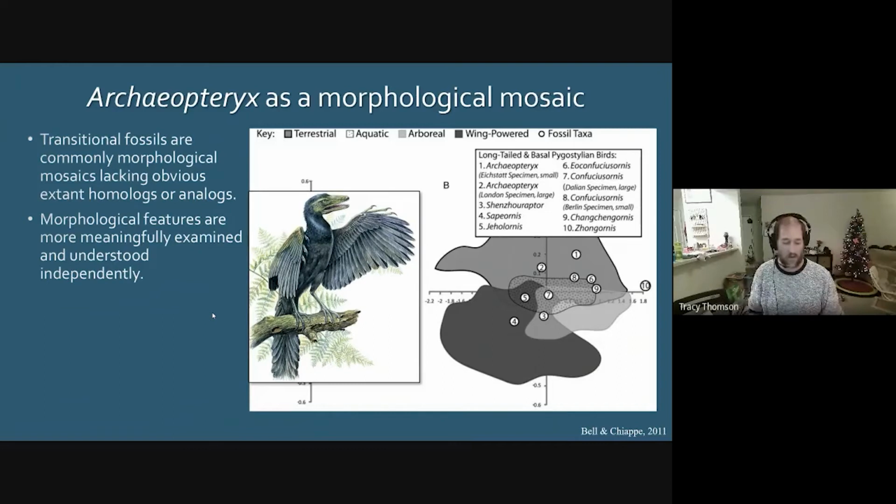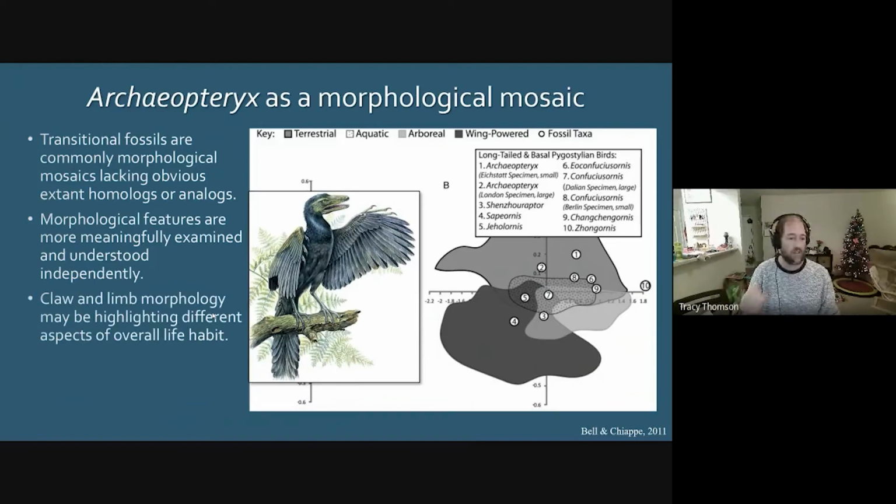There are some studies that have looked at the hind limb bones in Archaeopteryx, and they say cursorial. The claws say climbing. It's probably both. The claw and the limb morphology are highlighting different aspects of the overall life habit. Archaeopteryx is a really special, unique animal in that sense. And it just highlights the fact that we have to consider function first, then ecology. You can't just assume that it's doing something because the claw says so or because the hind limb says so.